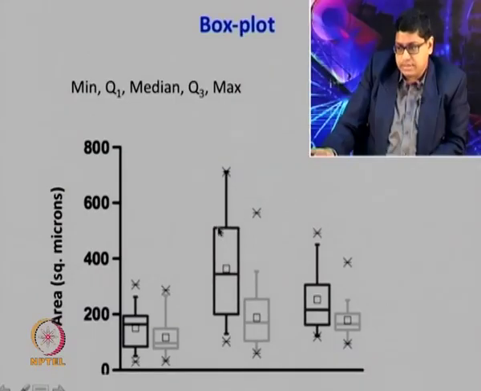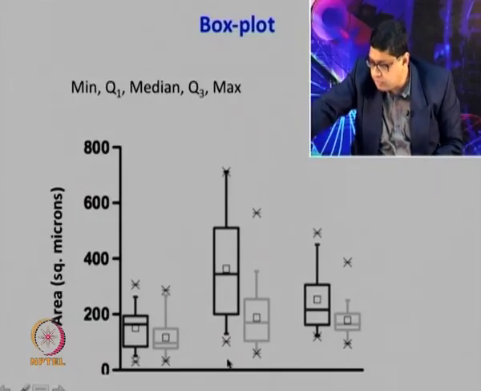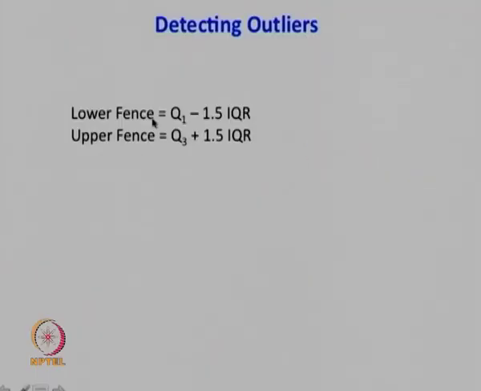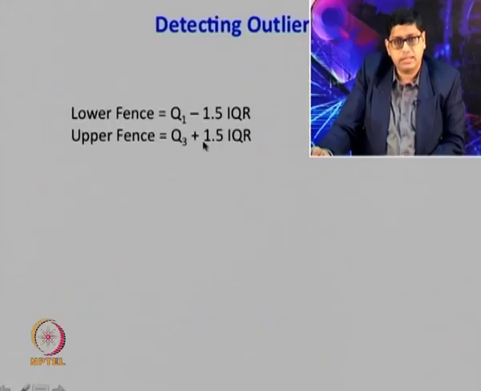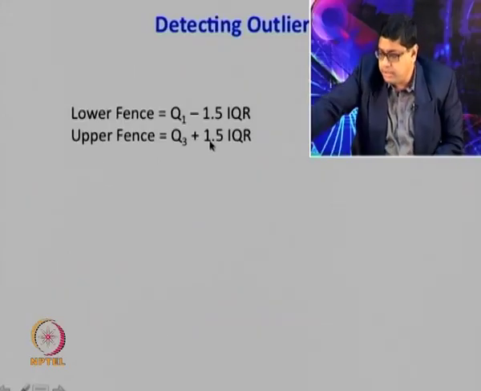This is your maximum, this is your 75th percentile, so the third quartile, and this is your first quartile. First quartile, median, third quartile, this is the maximum and this is the minimum. But what you can see is these error bars do not always extend to the maximum or the minimum, because you calculate what is called the lower fence, defined as Q1 minus 1.5 times the interquartile range, and the upper fence, defined as Q3 plus 1.5 times the interquartile range.